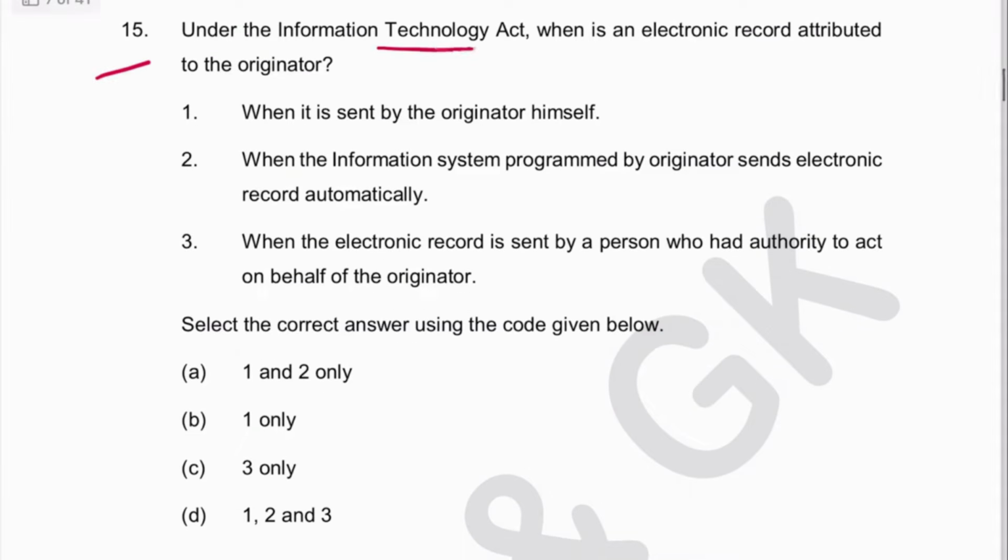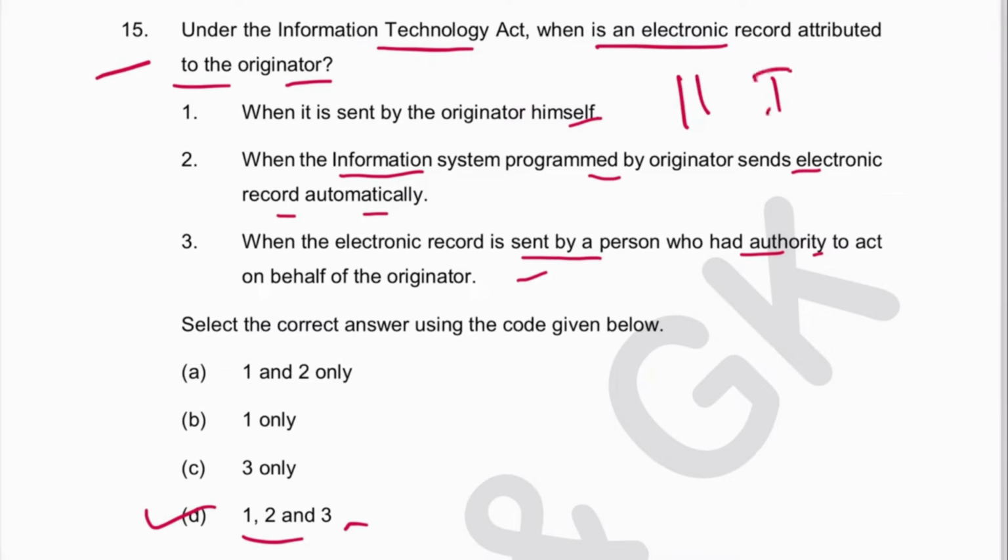Next, 15. Under the IT Act, when is an electronic record attributed to the originator? When it is sent by the originator himself, or when the information system programmed by the originator sends the electronic record automatically, or when the electronic record is sent by a person who had authority to act on behalf of the originator. All of the above. D is the answer, 1, 2, 3. It is mentioned in Section 11 of the IT Act.